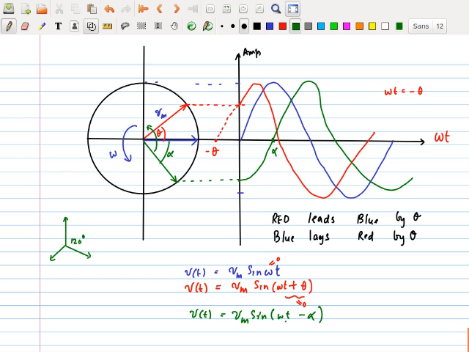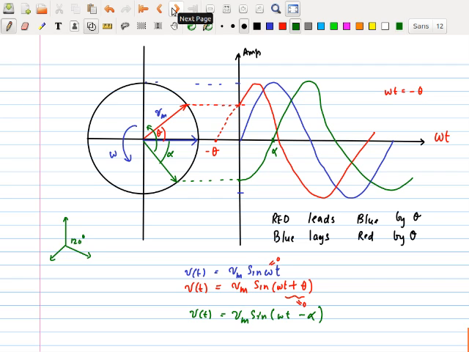So now we have found the interconnection between a rotating phasor and the equation that you write down in the time domain, and also how to draw that on the v-t axis. So we did all that. That's fine. So now we have learned everything that is necessary for us to start on the AC analysis.